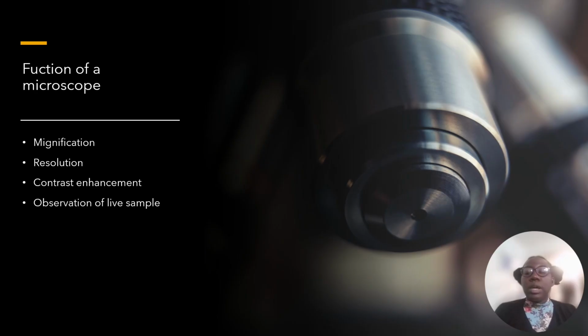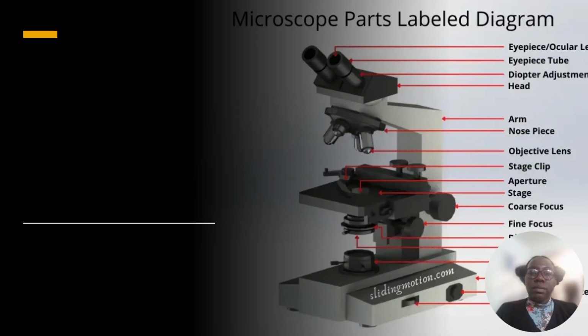And resolution is the capacity to provide detail, so you can distinguish the difference between these organelles or those organelles, or these cells and other cells. And contrast enhancement is for more sophisticated microscopes, and also there are some microscopes that give you the opportunity to see live samples. So let's see about the parts.